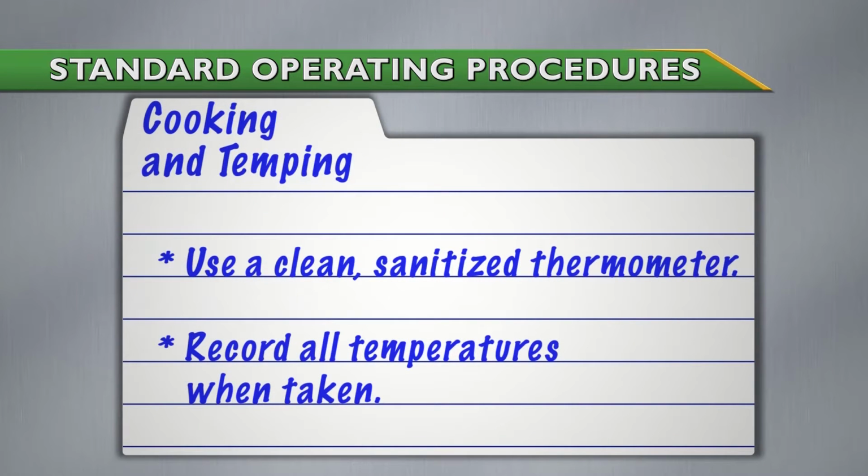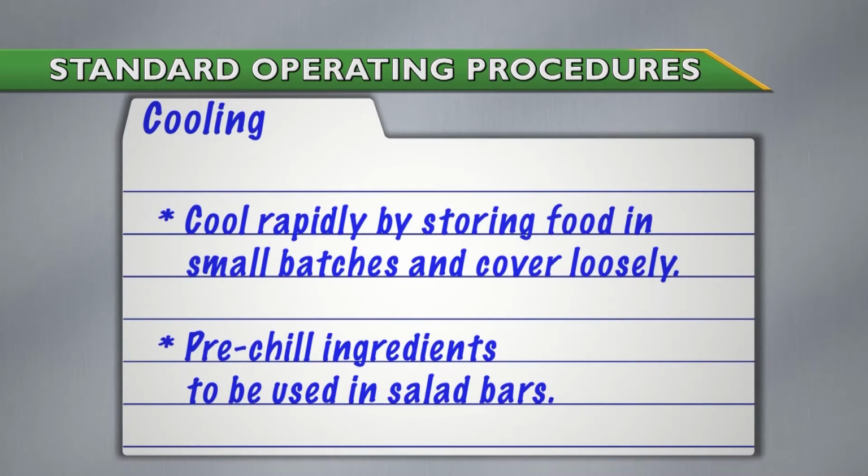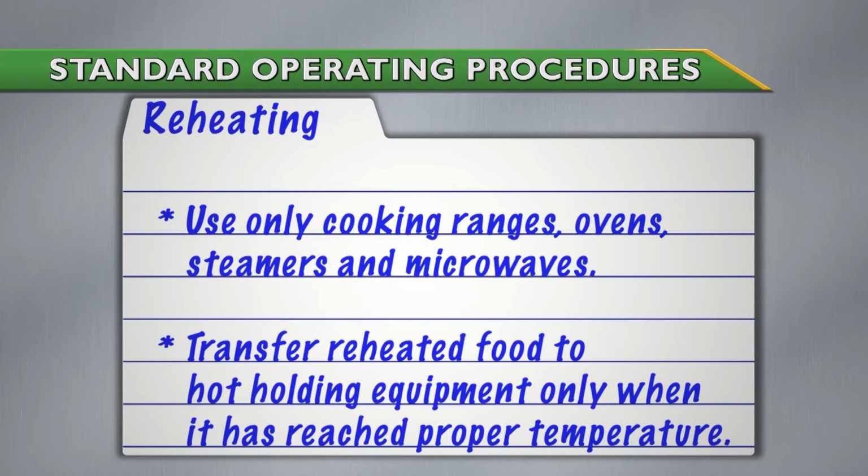Cooking and temping. Use a clean, sanitized thermometer. Record all temperatures when taken. Cooling. Cool rapidly by storing food in small batches and cover loosely. Pre-chill ingredients to be used in salad bars. Reheating. Use only cooking ranges, ovens, steamers, and microwaves to reheat foods. Transfer reheated food to hot holding equipment only when the food reaches the proper temperature.